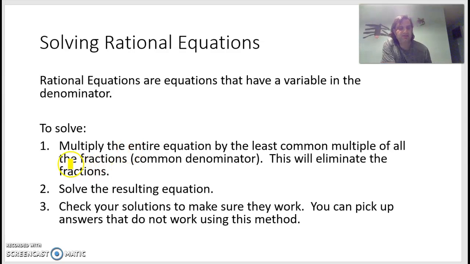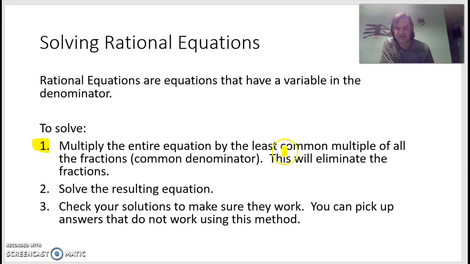But what we have here are a couple of steps to help us solve rational expressions. That would be to multiply the entire equation by the least common multiple or the common denominator to get rid of the fractions. If you remember when we solved linear equations, sometimes we had a fraction, maybe like a 1/2, and we didn't like having fractions there, so we'd multiply through to get rid of the denominators. We're going to do that here.